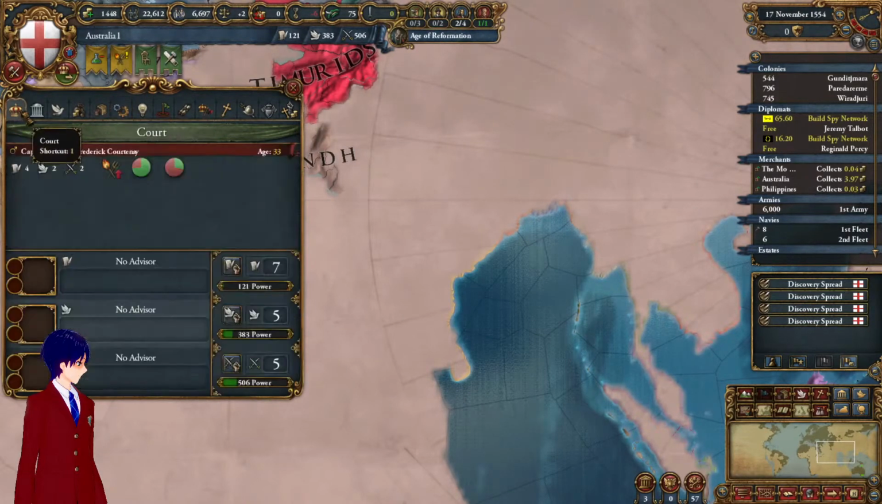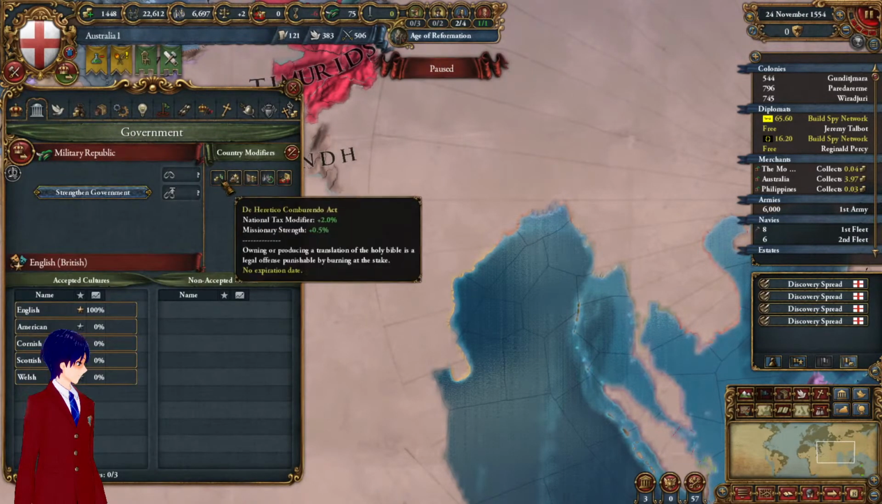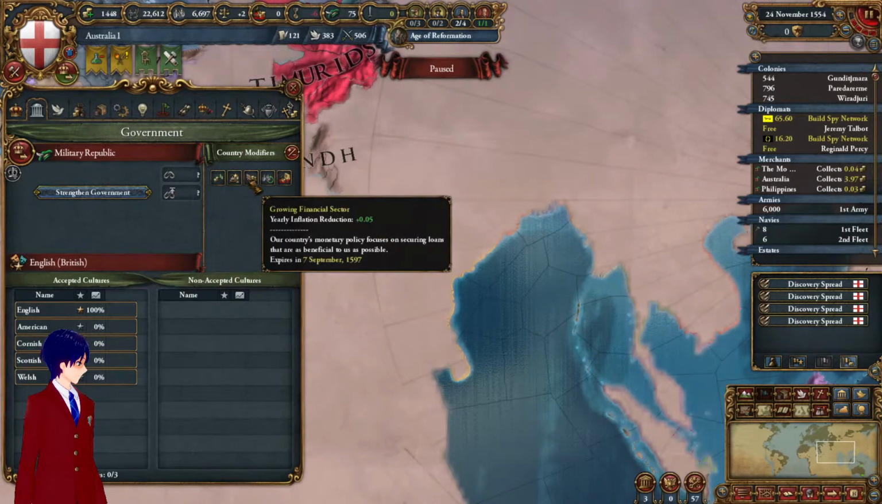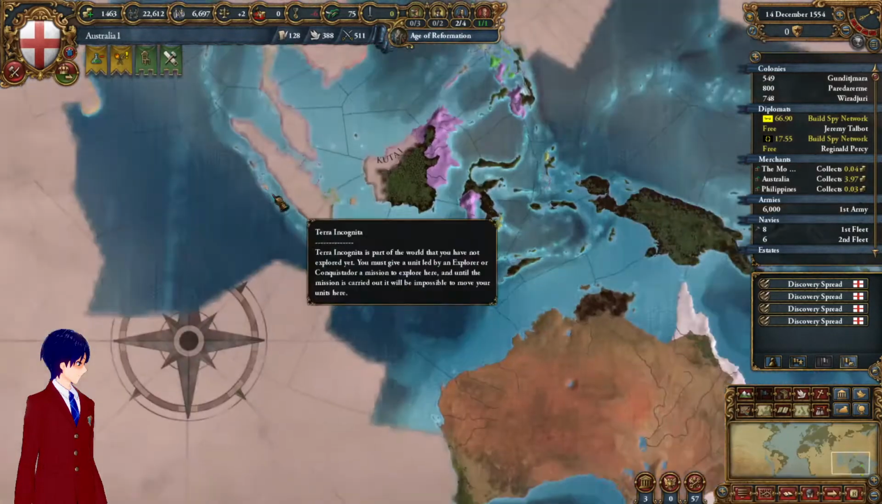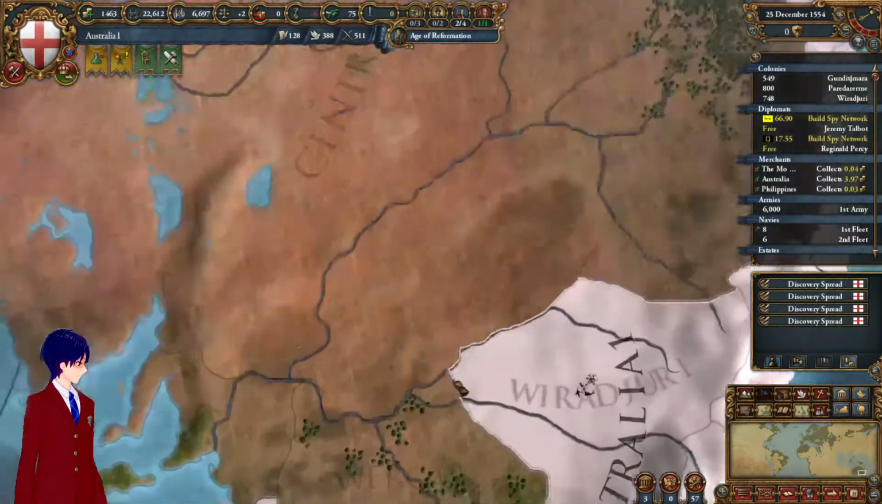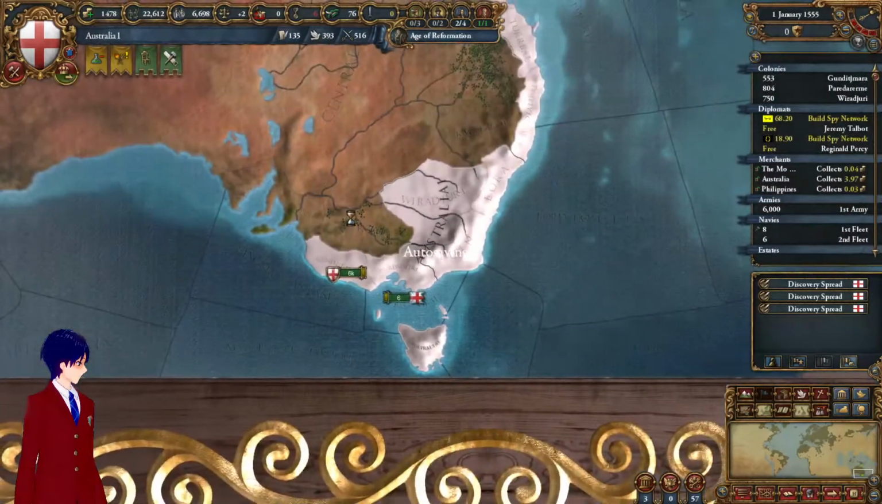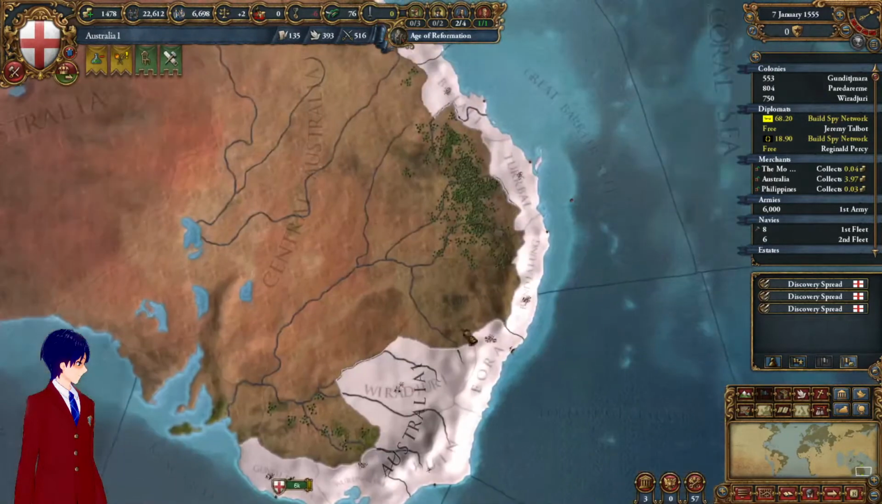What do we have that's reducing inflation? I thought we only had that one particular... Growing financial sector. Okay. Perfect. All right. I think that was, oh right, we established the National Bank. That's right.